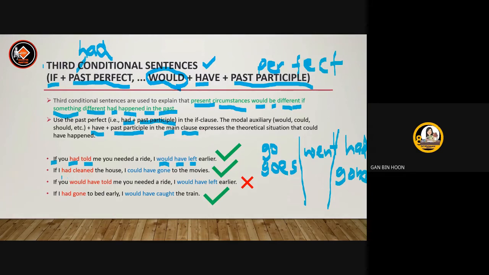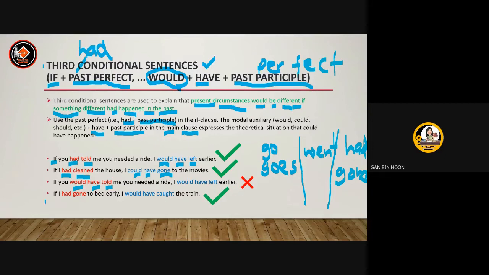Number 2, if I had cleaned the house, I could have gone to the movies. Ini bermaksud, jika saya telah bersihkan rumah, saya sudah boleh pergi menonton wayang. Okay? Sebab perkara ini tidak berlaku. Okay? Okay, number 3. If you would have told me you needed a ride, I would have left earlier.